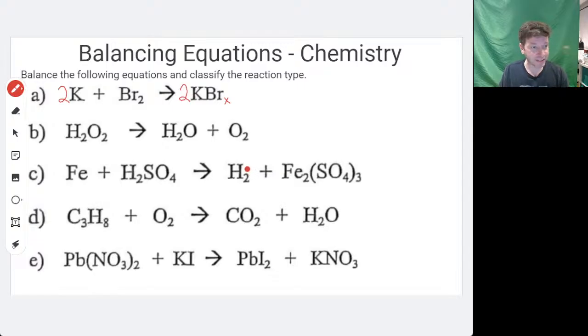So what type of reaction? We have 2 simple elements combining to form a compound. So this is a synthesis reaction.